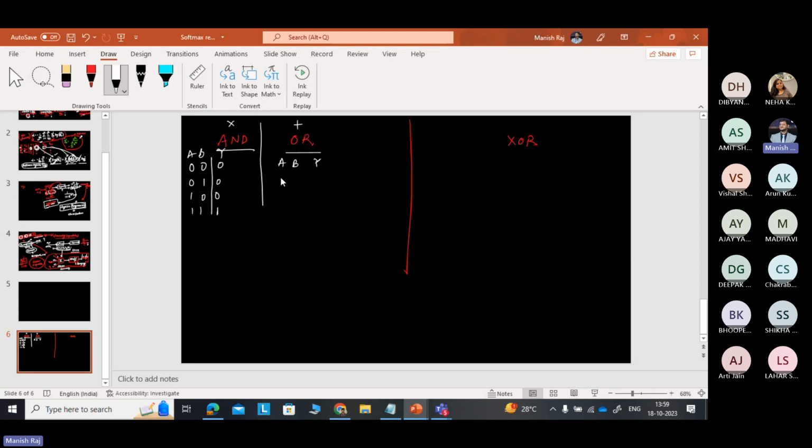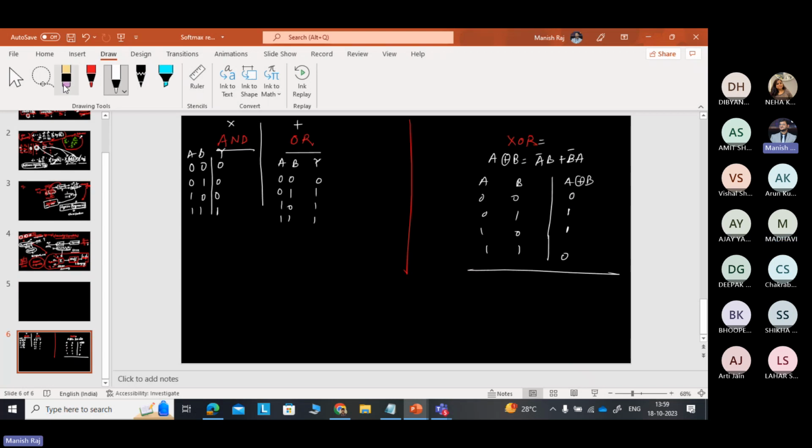Now I will show you a different aspect of this. What will come here? 0 1 1 1. Okay, if I do A OR B, what is the answer? This is the formula. You can find this is A, this is B, and this is A OR B, meaning 0 0 gives 0, 0 1 gives 1, 1 0 gives 1, and 1 1 gives 1. This is the answer. Everyone is clear?